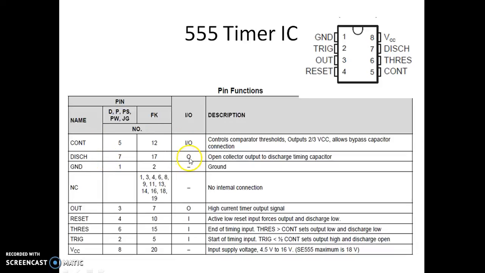Pin number 7 is discharge. It's an output pin. It's an open collector output to discharge the timing capacitor. Whenever you have a timing capacitor, the timing capacitor discharges to ground through this pin. And we have pin number 1, which is ground. And there are no NC lines, meaning all 8 pins are used here. And we have pin number 3, which is an output pin. It's a high current timer output signal, so it can deliver a current up to 200 milliamperes. This is again an output pin.